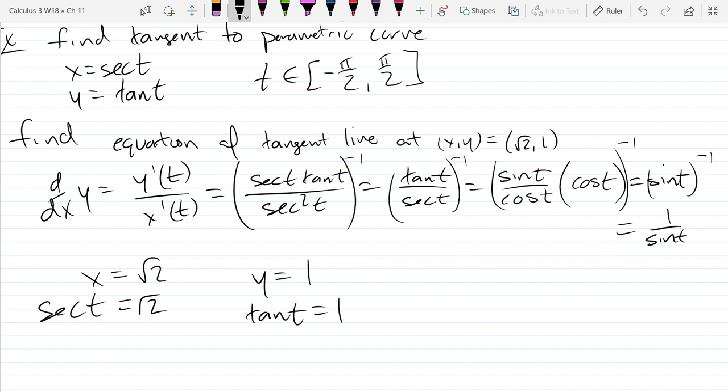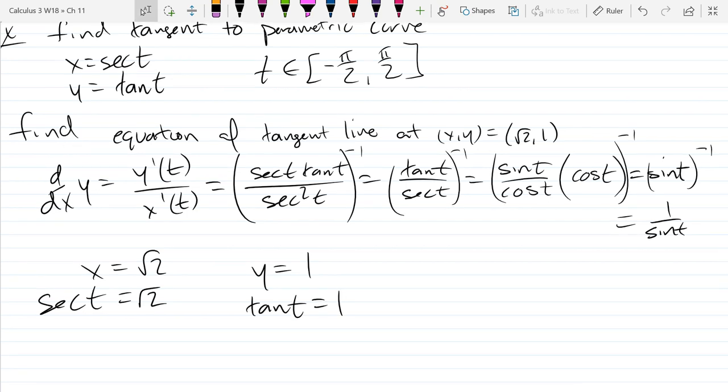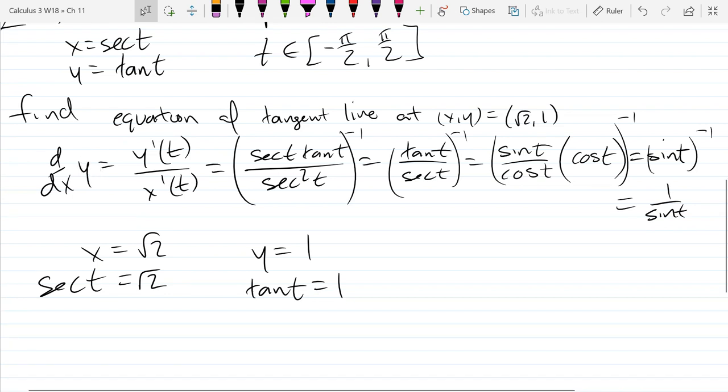Here's where the interval is important. These have infinite solutions, but we have to pick the solution, and hopefully there's only one solution inside this interval. So tangent's easier to think about. What angle in quadrant 4 or 1 has a tangent value of 1? Pi over 4.